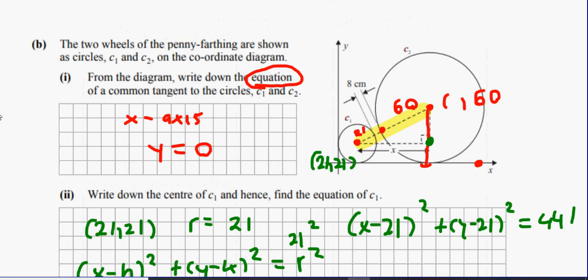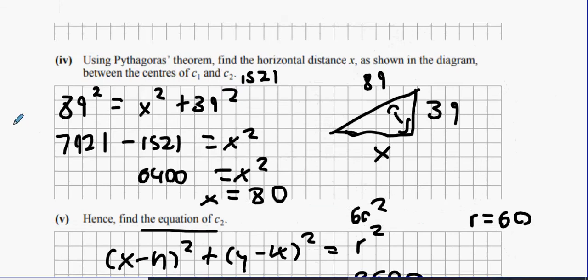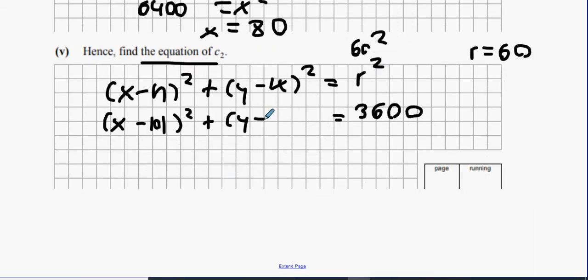Look up. Down here. How high is it into the air? 60. So is K the Y value? K is the Y value of the center. The Y value of the center is 60. Now we know the X value because we know this is 80, don't we? And what's 21? 21 across plus 80 across will give you 101. Because it's 21 across for the center of the small circle, and then another 80 across, because we did Pythagoras' theorem. So we know that's 101, and that's 60, and you're done.